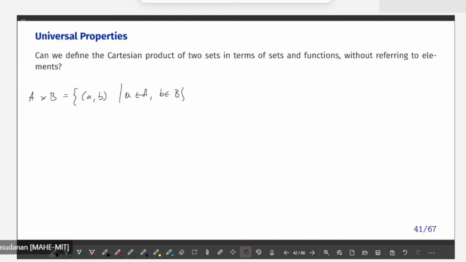What property does it have that characterizes this set? Given two sets A and B, the product is A cross B. In fact, I'll call it P, because the notation should not suggest that we are using this. So I want to say P is the product of A and B if it satisfies some property, but without using elements. I can use functions. I can use any number of sets I want, but I cannot use elements. How to characterize this?